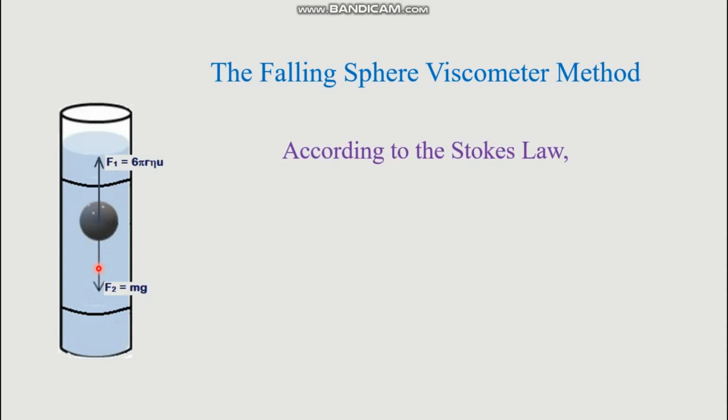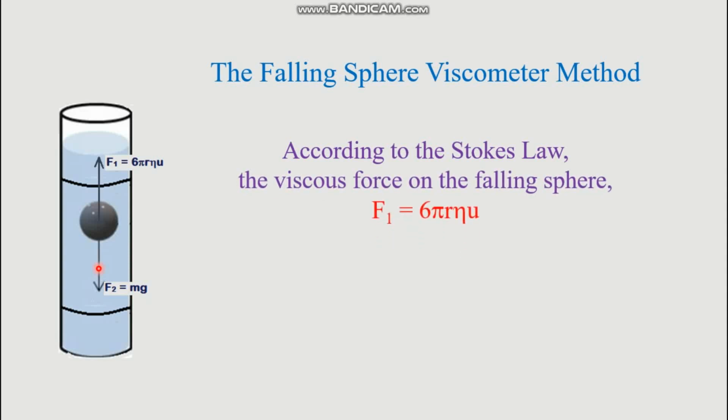So, we have to take help of the Stokes law, which is describing the viscous force on the falling sphere, which is taking place in the upward direction. That is the opposing force. The ball is trying to fall in the downward direction, but the liquid is opposing that downfall. So for that an equation is required which is known as the Stokes law, and the Stokes law says that this force is 6 pi r eta u.